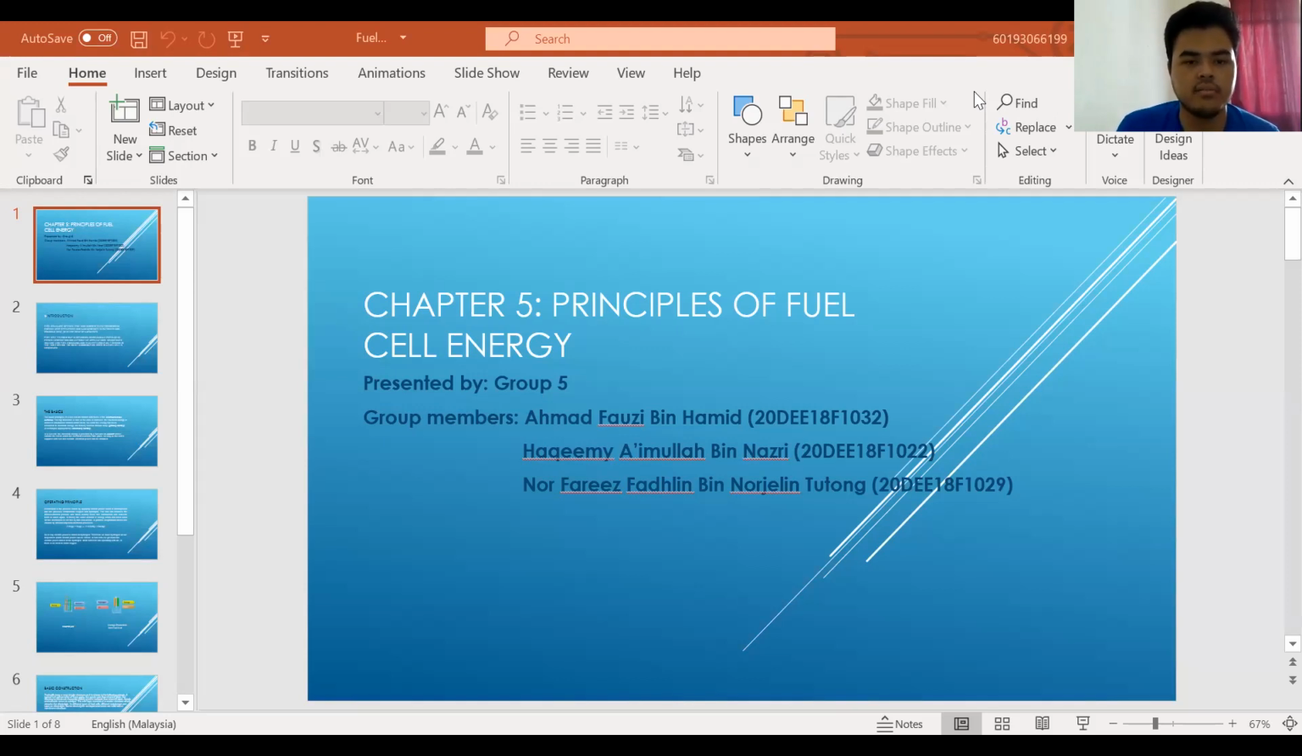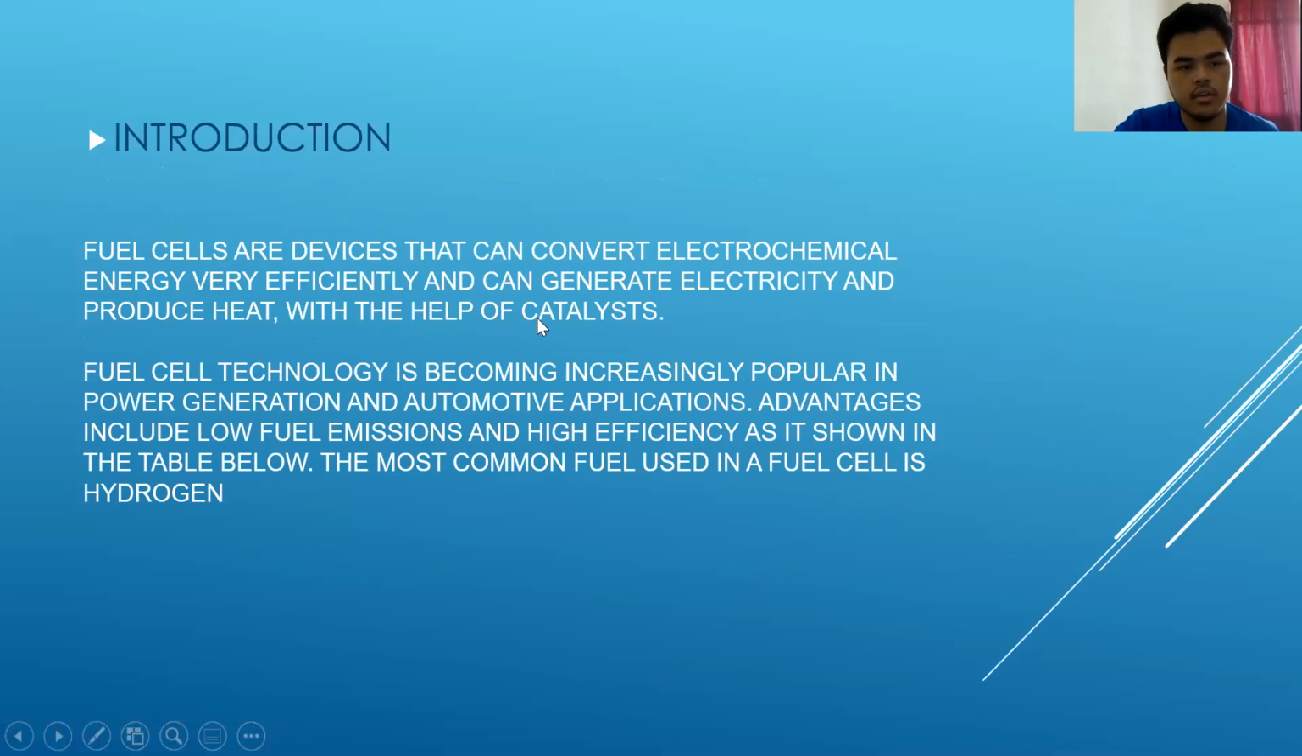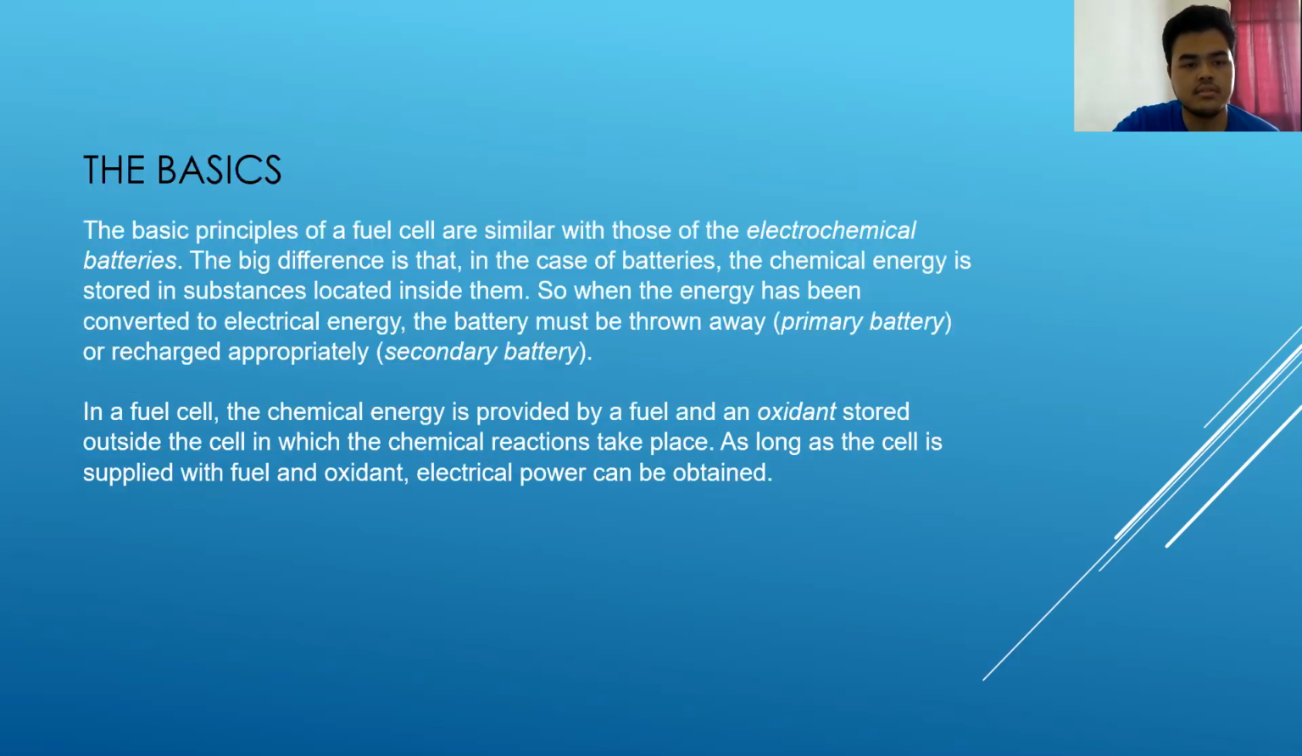Today I will present about the principle of fuel cell energy. Introduction. Fuel cells are devices that can convert electrochemical energy very efficiently and can generate electricity and produce heat with the help of catalysts. Fuel cell technology is becoming increasingly popular in power generation and automotive applications. Advantages include low fuel emissions and high efficiency, as shown in the table below. The most common fuel used in a fuel cell is hydrogen.